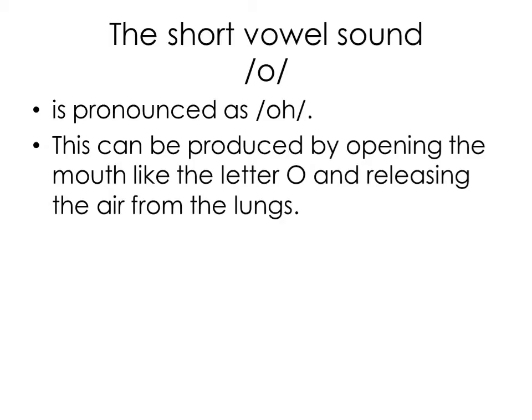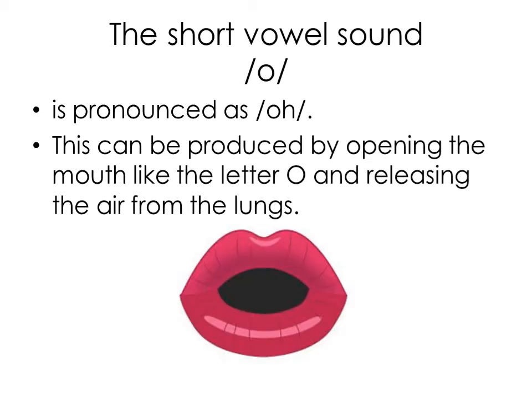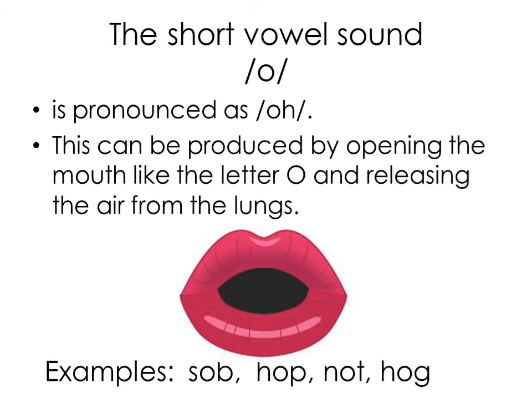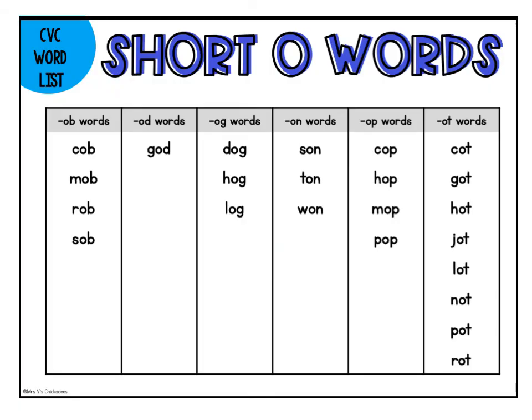Excellent. The short vowel sound o is pronounced as o. This can be produced by opening the mouth like the letter o and releasing the air from the lungs. Your mouth should look like this. O. Okay? O. So examples are sob, hop, not, hog. Now your turn. Now let's read more words. Now, let's have words that have short o sounds. Okay? So I'm going to read first, and afterwards, your turn.